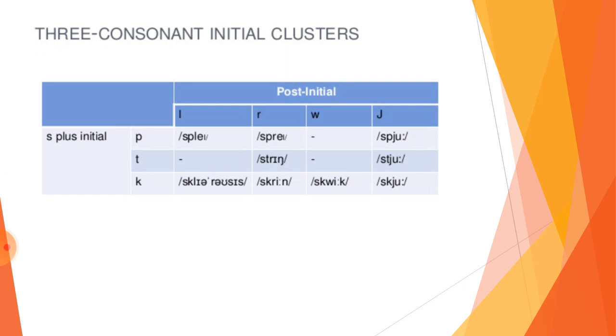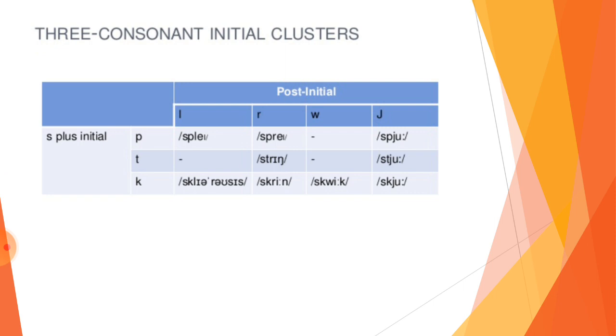Three-consonant initial clusters. Now we will see here: S plus initial P, T, K. Now we will see the examples of this with post-initial L, R, W: splew, spree, string. These are the examples of three-consonant initial clusters.